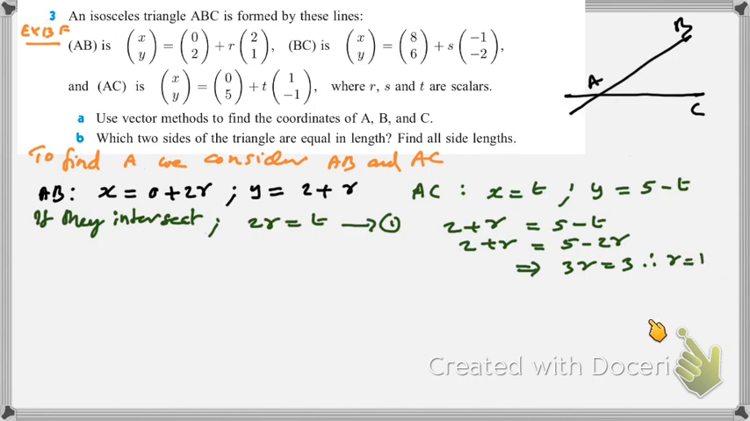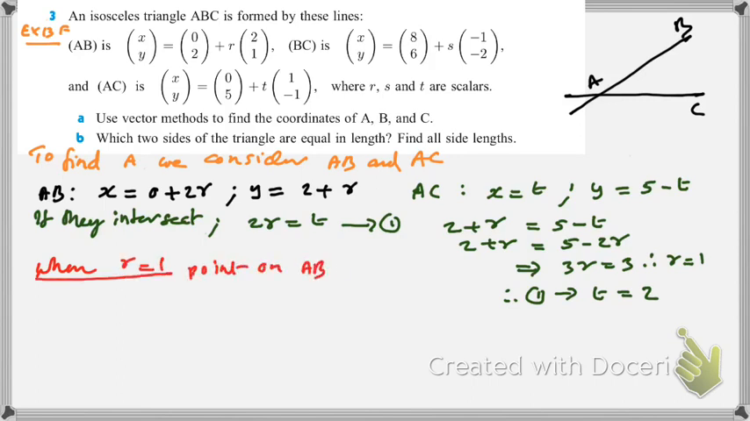I'll take this value of r, put it back into equation number 1, so that I'll get t as well. So when r is equal to 1, I got t is equal to 2. Don't forget that. When r is equal to 1, I can go back to AB and calculate that specific point which is being shared by the 2 lines.